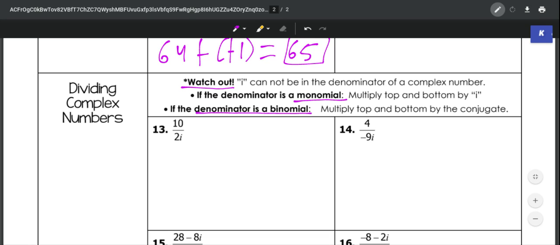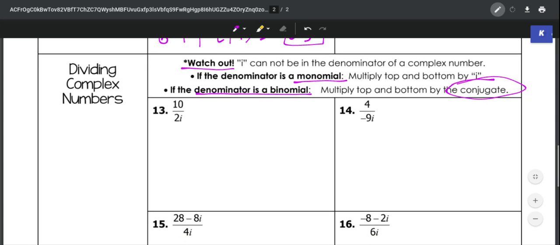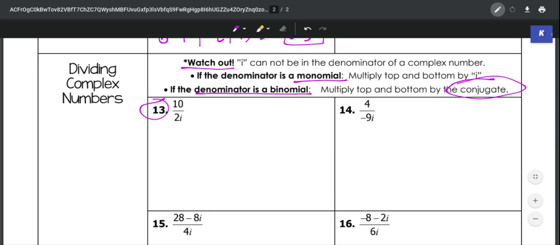But if your denominator is a binomial, you have to multiply by the conjugate, which is why we just went over that. So I'll show you examples of both. On number 13, we have 10 divided by 2i. We can't leave i on the bottom. So the way we're going to get rid of that is to divide the top and bottom by i. Then that will leave us with 10i divided by 2i squared.